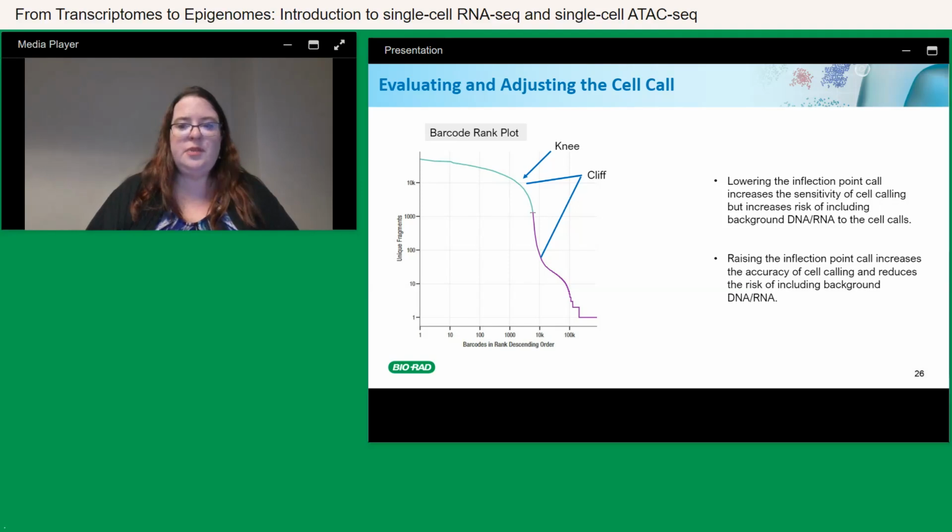The cliff indicates separation between droplets containing genomic or transcriptomic information from true cells, and those droplets containing cell-free molecules or other background noise. Omnition determines the inflection point to determine the cutoff between the droplets containing true cells and those containing background. Lowering the inflection point will increase the sensitivity of your cell calls, but also increase the risk of including background DNA or RNA. Raising that inflection point increases the accuracy of calling true single cells and reduces the risk of including background DNA or RNA, but you may be losing true cells that contain a lower genomic or transcriptomic load in your sample.